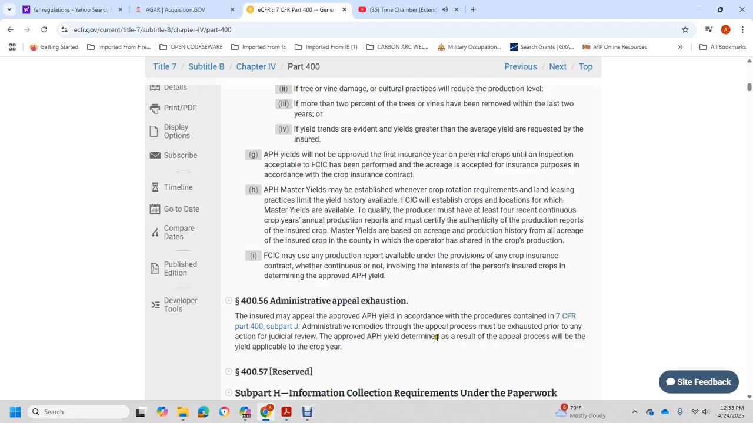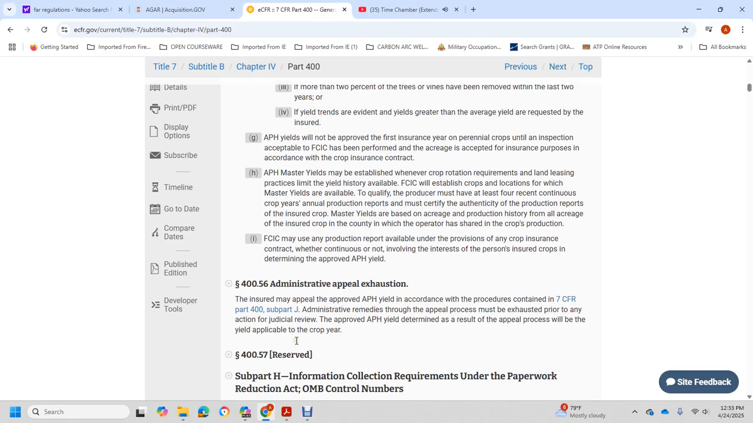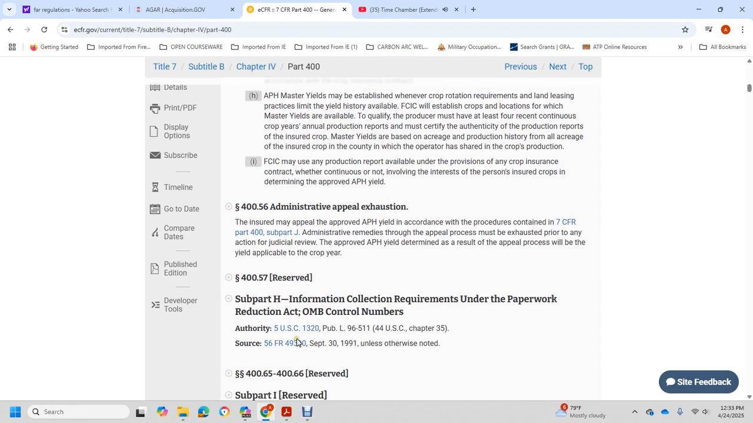They prove the actual production history yield, which will be determined by the result of the appeal process rule with the yield applicable to the crop year.